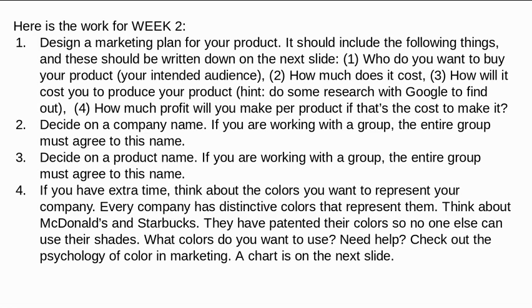So here's the deal. Here's the formula. If I'm going to make a Pokemon card for 30 cents and I'm going to sell it for $1, my profit is 70 cents. Okay, so I take how much I'm selling it for minus how much it costs me to make it, and that is my profit. You're going to decide on your company name. If you're working with a group, your entire group has to agree. You're going to decide on a product name. If you're working with a group, your entire group has to agree.